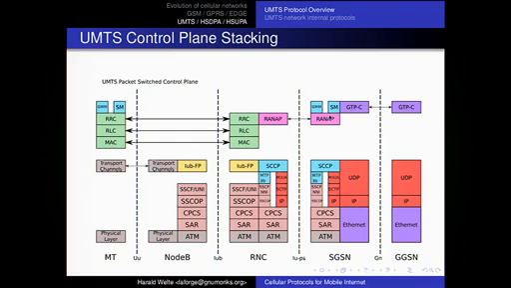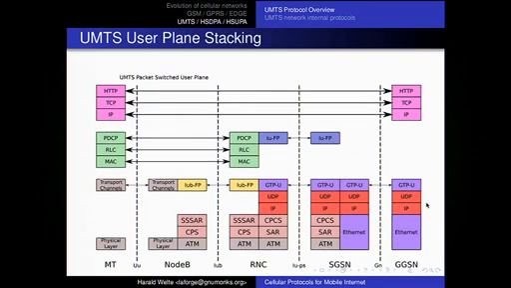So RANAP goes back to the SGSN, where again SM and GMM terminate, and the remaining part is just the same as in GPRS. If you look at the user plane, there is one new protocol also, the PDCP, the Packet Data Convergence Protocol, I guess.